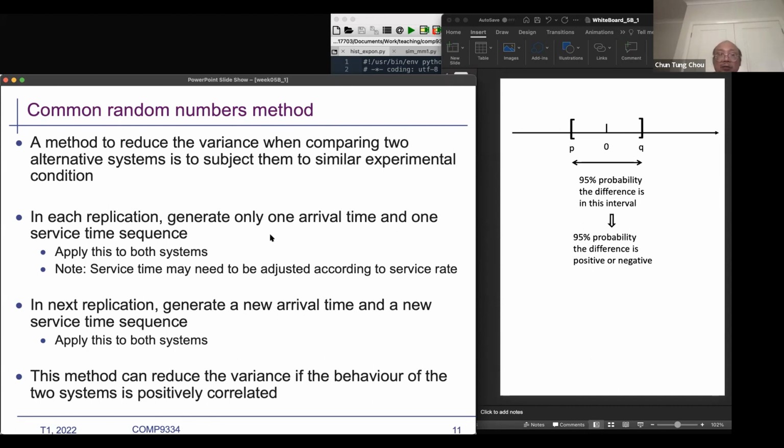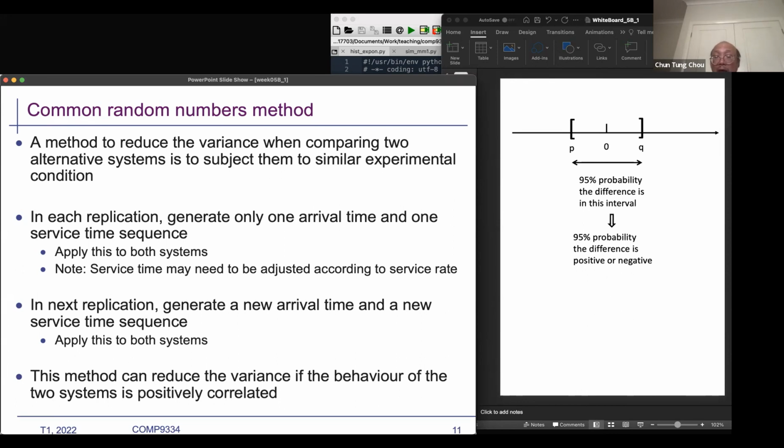So for each replication, we only generate one arrival time and one service time, and then apply this to both systems. But then you may need to make adjustments because the service rates can be different in different systems. In the next replication, again, you generate new inter-arrival times and new service times, and then you apply them to both systems. If you use this method, you will be able to reduce the variance of the behavior.